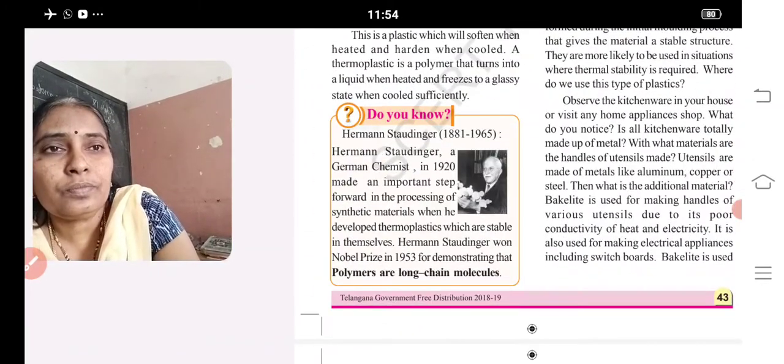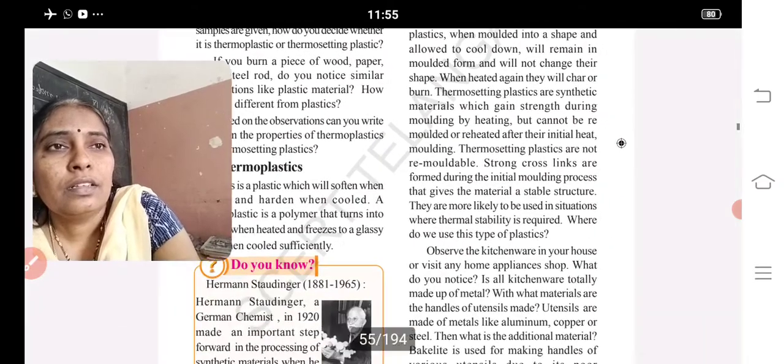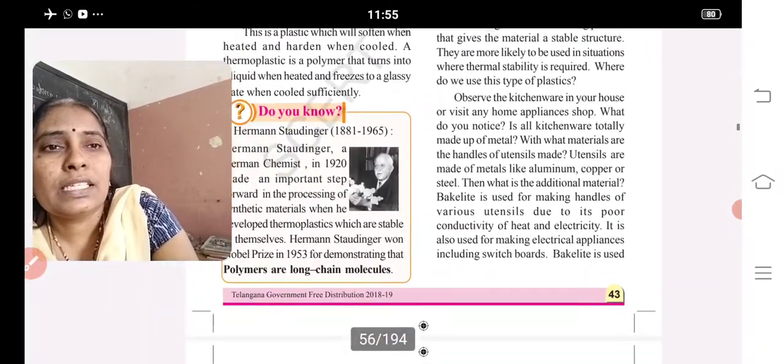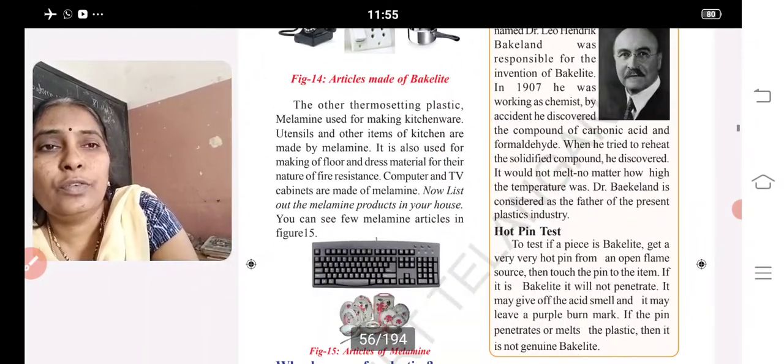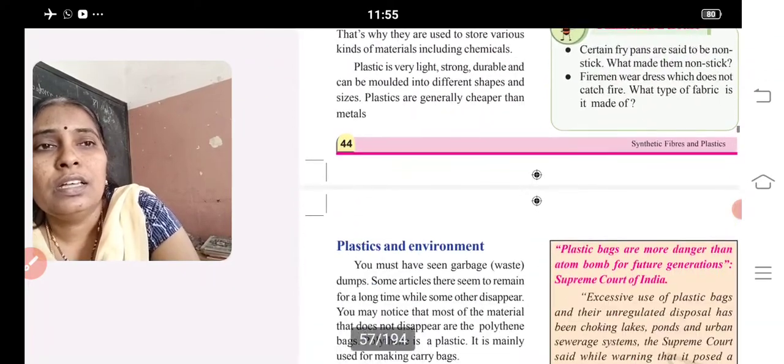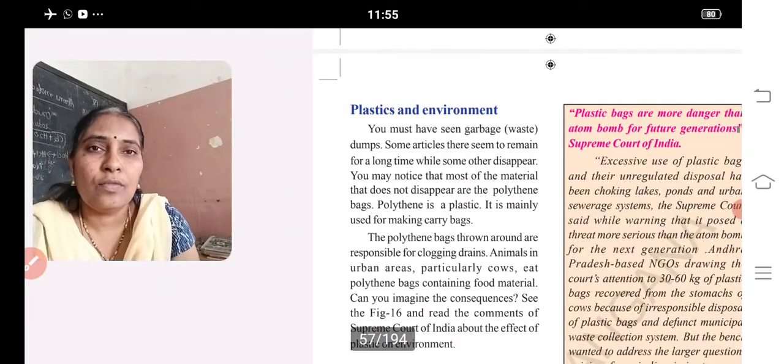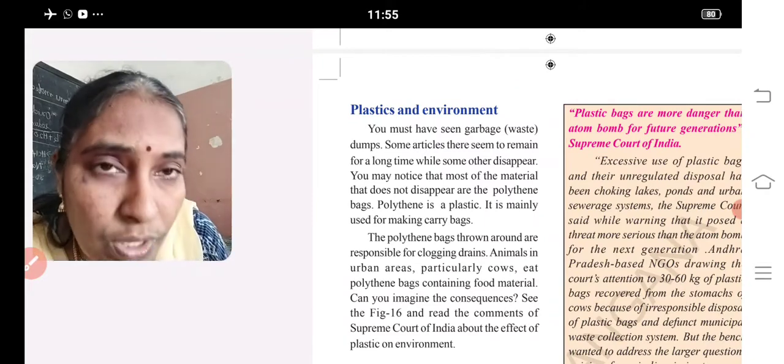And here it is given, thermoplastic and thermosetting plastic differences. Now, plastic and environment. What is the meaning of plastic and environment?